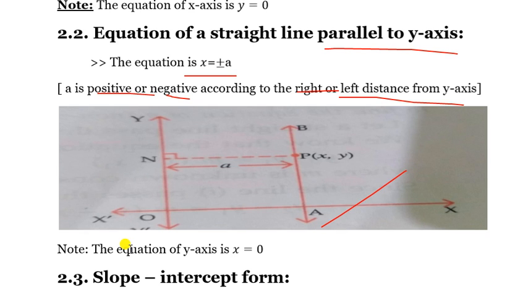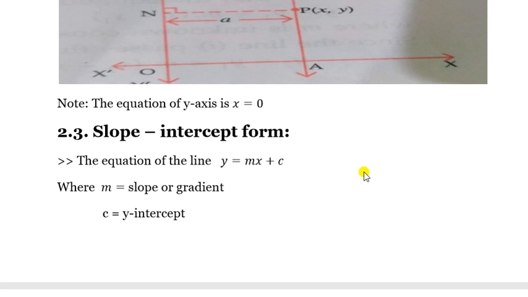You have learned this already. This is general knowledge: the equation of the y-axis is x equals 0, and at the same time the equation of the x-axis is y equals 0. Okay. Now the next form is slope and intercept.